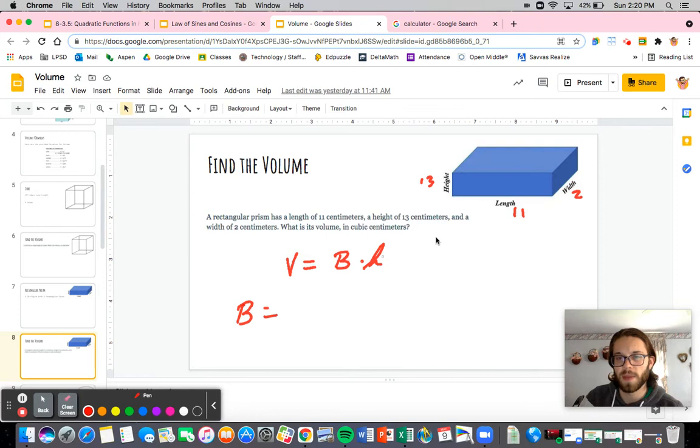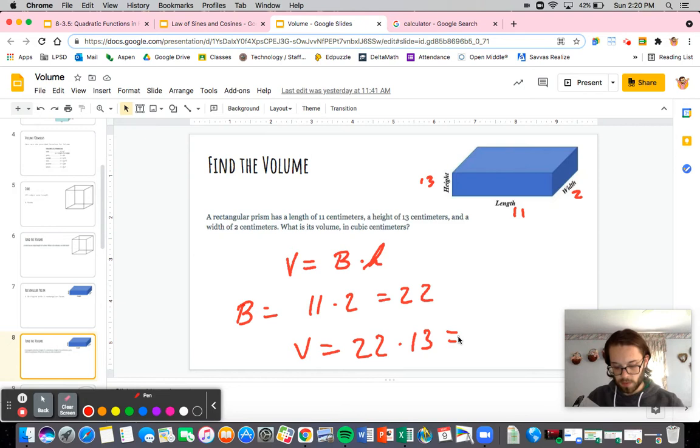So first off, we need to find the base, which is 11 times 2, which is 22. So then volume is 22 times 13, which is equal to, you can plug this into a calculator, 286 centimeters cubed. All right, so cubic centimeters and centimeters cubed are the same thing. But ultimately, that's all you're going to be dealing with for a prism.